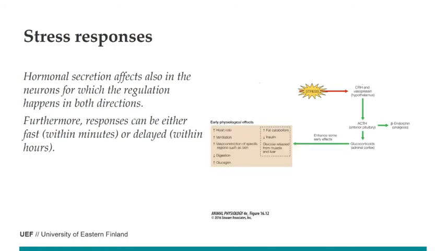And then these glucocorticoids are affecting the early physiological effects. You will increase heart rate, increase ventilation, increase fat catabolism, and decrease the effects of insulin. But at the same time, corticotrophin releasing hormone and vasopressin are affecting the psychological effects, so it's affecting different parts of the brain.